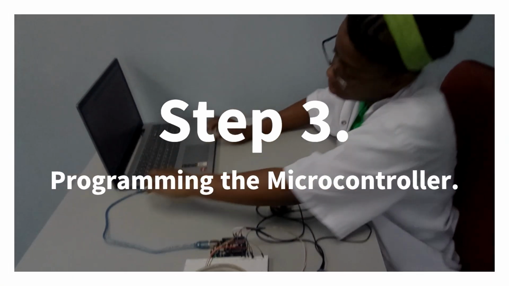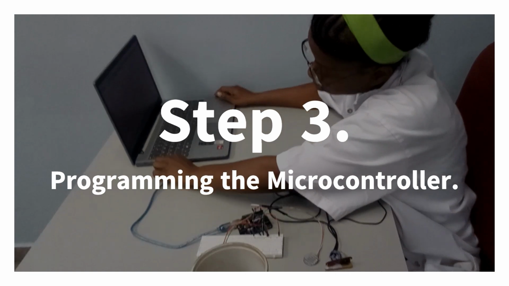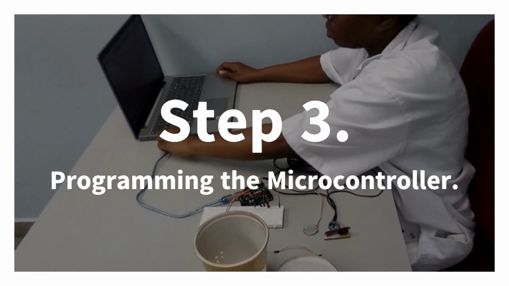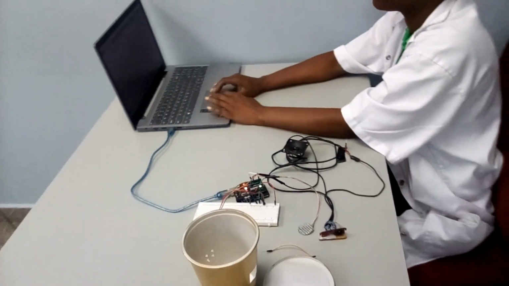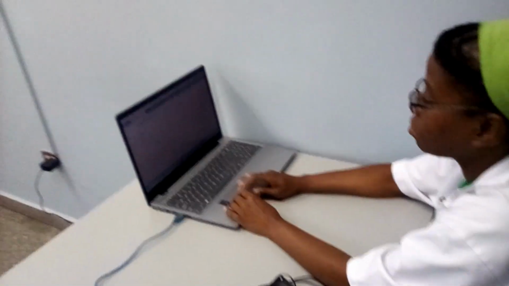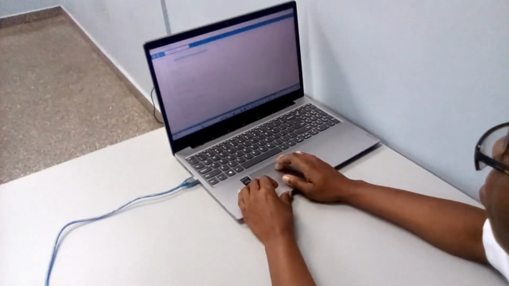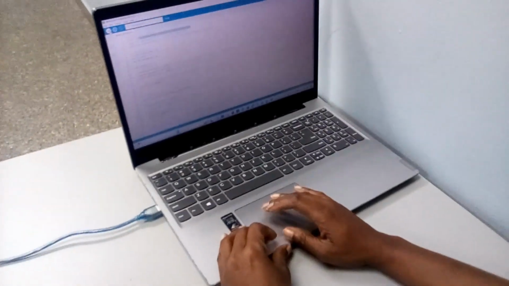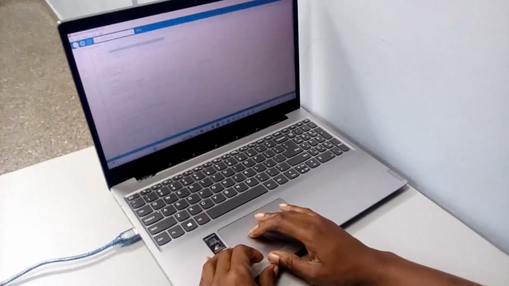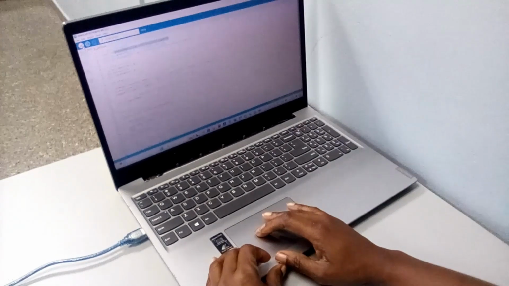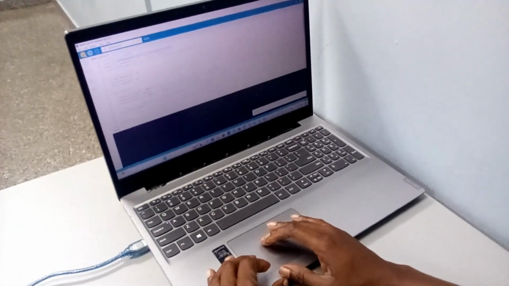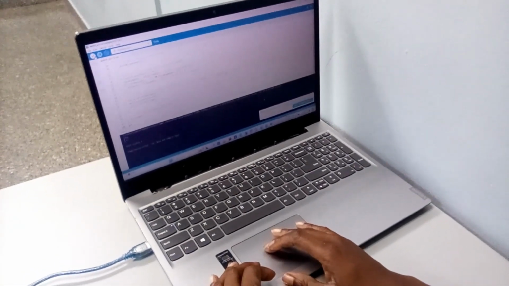Step 3 involved programming the Arduino microcontroller using the Arduino software. This process included writing and uploading codes to instruct the sensor to detect movement or sound, triggering specific responses. Once programmed, the speaker will emit bird sounds and the ultrasonic transducer will generate sound waves to scare away pests.